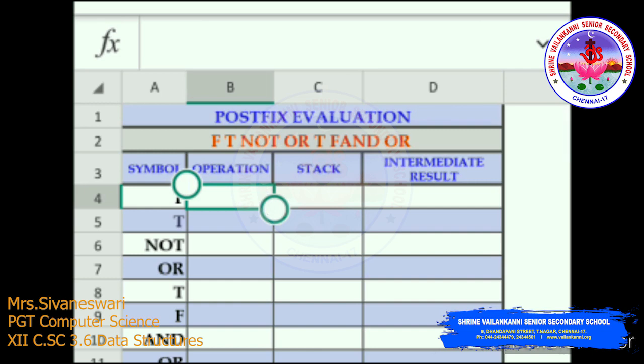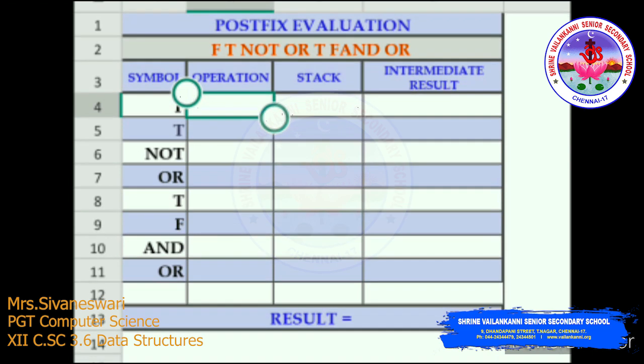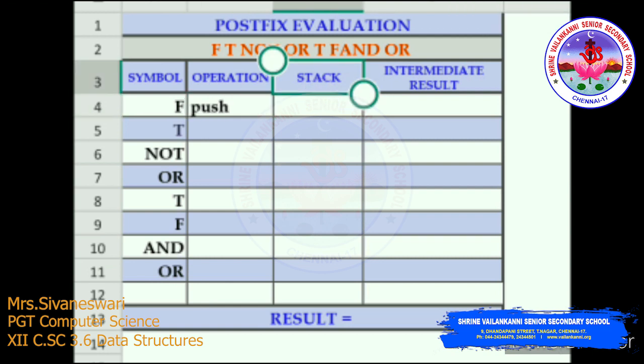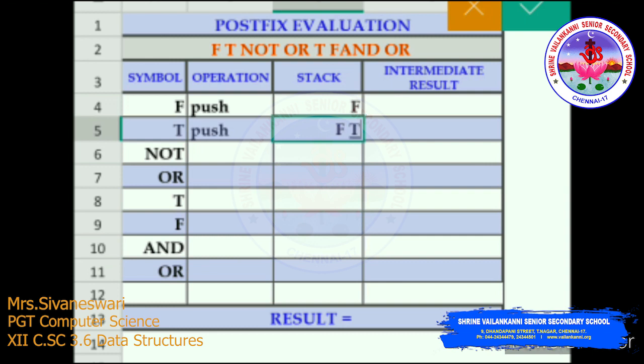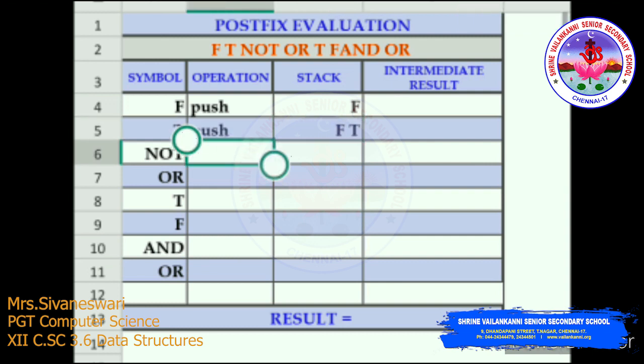First is F, which is an operand. So we push. So F is pushed inside the stack. Next is true. Push. So under stack we have F and then a T. T is the top of the element now.